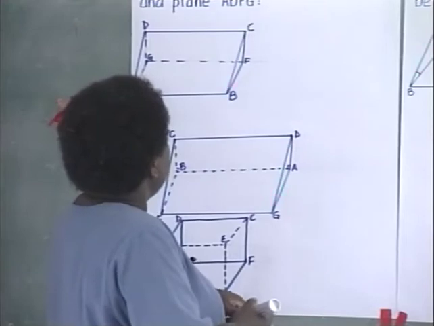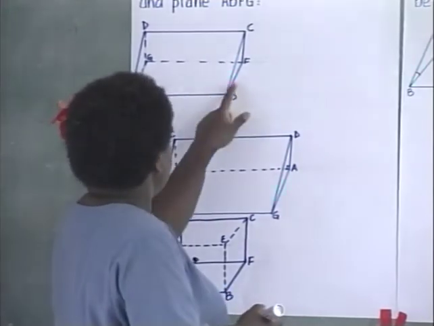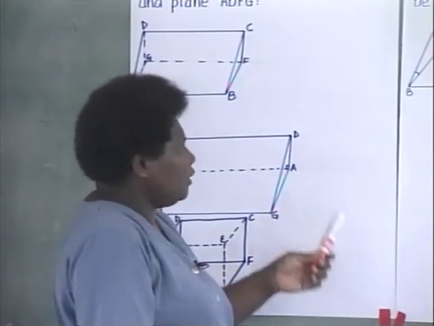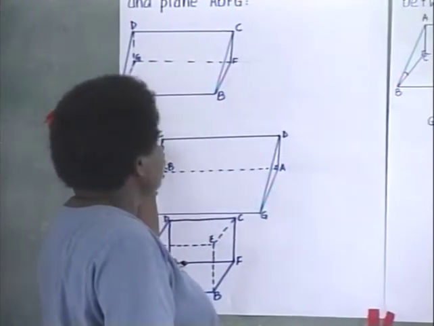Now, in the plane ABFG, I can also see two lines that are already perpendicular to the common line. That's FB and GA.